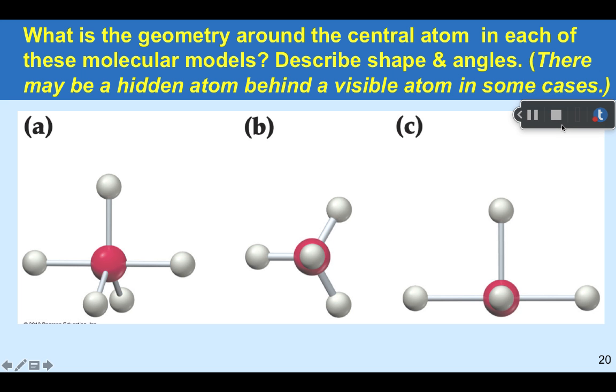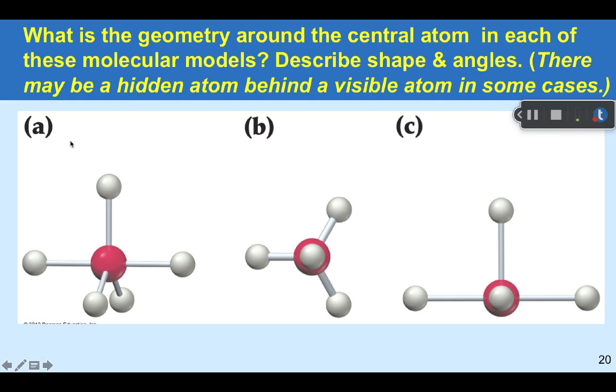All right, so here's another interesting set of diagrams. See if they can make any sense. What's the geometry around the central atom in each of them? What kind of shape and angles? And there may be a hidden atom behind something in what's visible in each diagram.